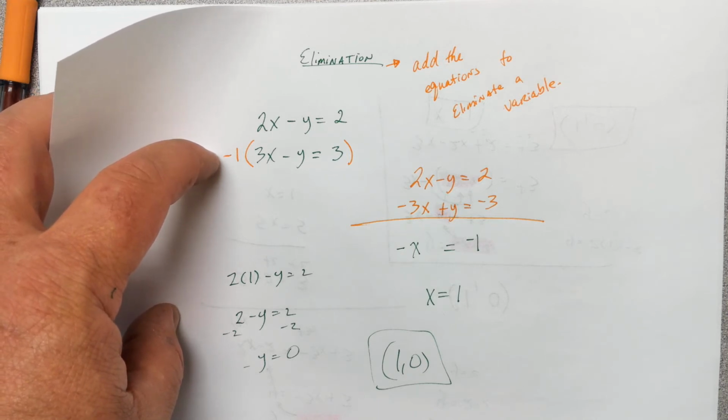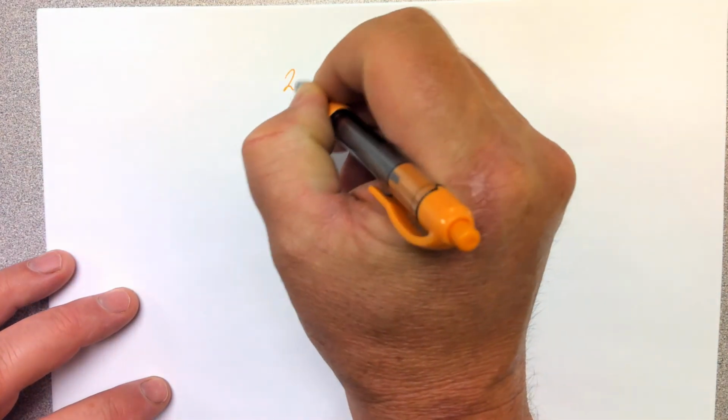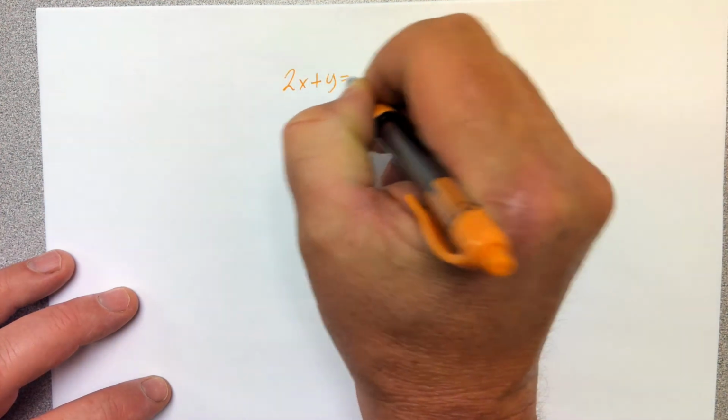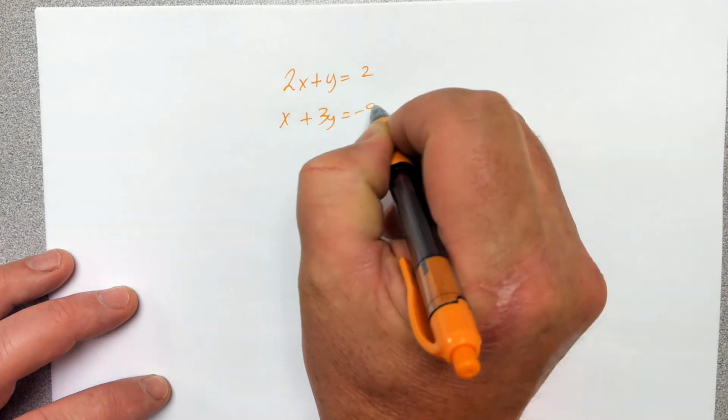My question is, will you always have to put a negative 1 in order to change it? No. Now here, I'll show you. You have to look at it and figure out what it is. So let's do this one right here: 2x plus y equals 2. x plus 3y equals negative 9.